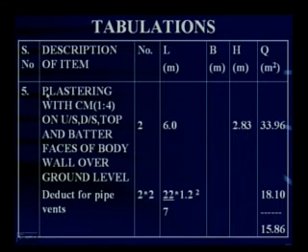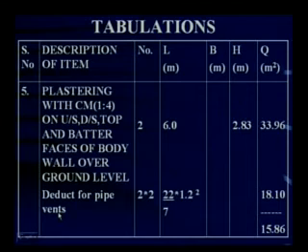Here we go with the tabulations. Plastering with cement mortar on upstream side, downstream side, top face, bottom face of body wall over ground level. This is what we have done. On adding all the faces, we got the dimension as 2.83. This is the length. There are 2 head walls, so multiply it with 2. It has come to 2 into 6 into 2.83. It has come to 33.96.